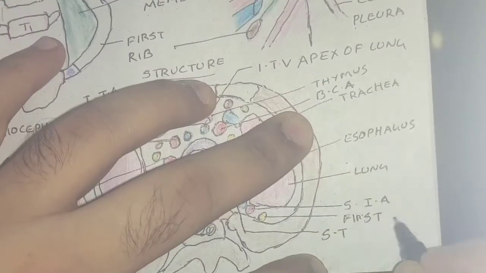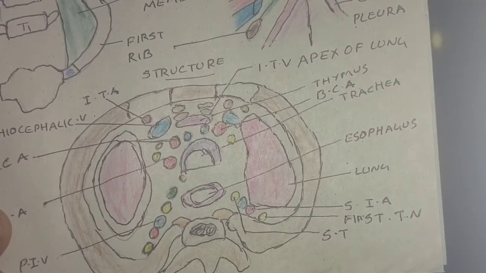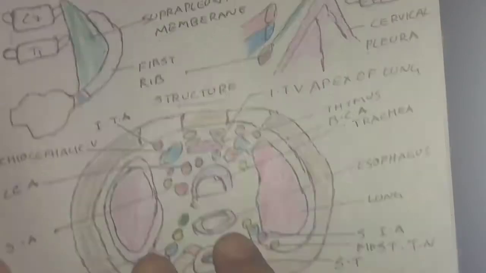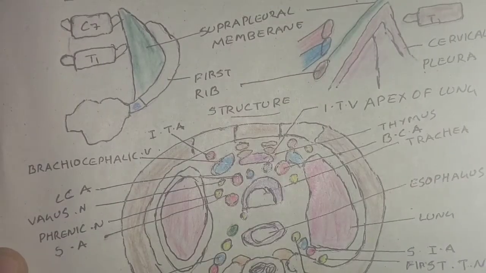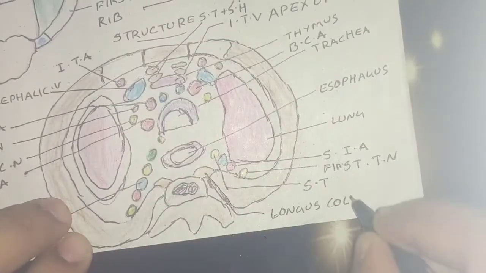Next are the right and left sympathetic trunk, the right and left first thoracic nerve, and the right and left phrenic and vagus nerves. That's for the nerves. And now for the muscles, which include sternohyoid, sternothyroid and longus colli muscles.